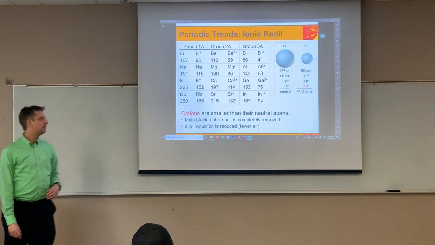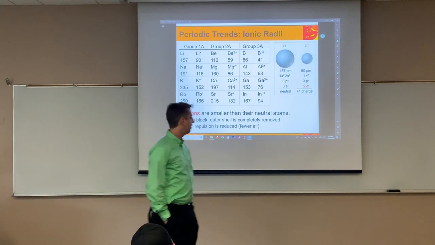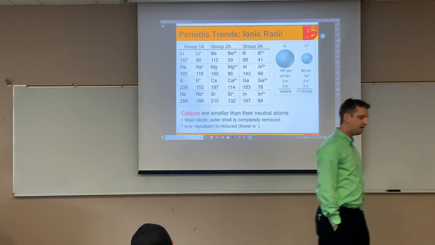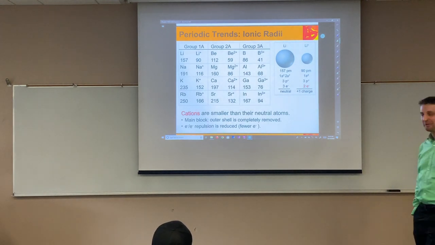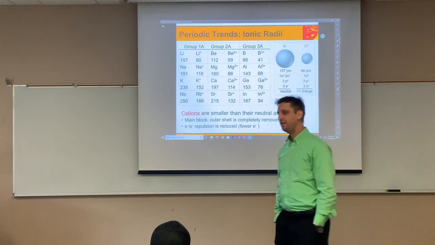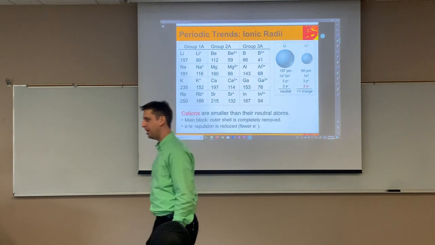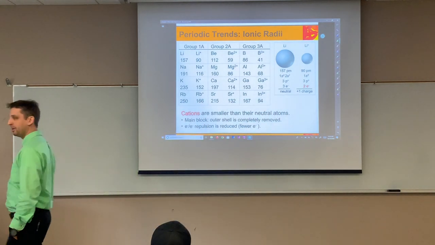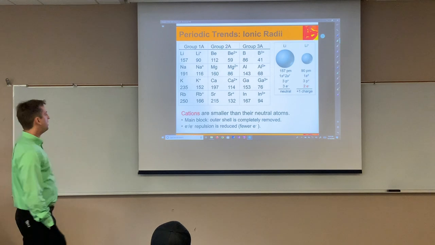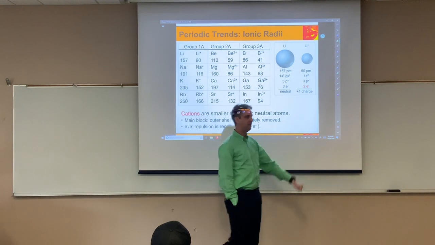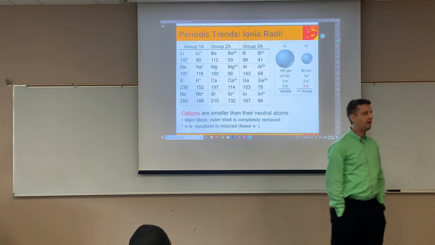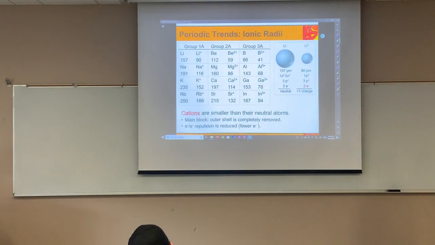Okay, so let's take an idea here for just a second. Now that we know everything that we need to know about atomic radius, let's take a look at ionic radius. All right, so let's think about this. Here's my statement. Cations are smaller than their neutral atoms. Cations are smaller than their neutral atoms.